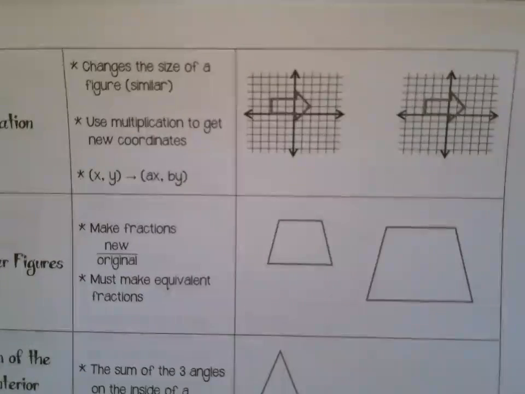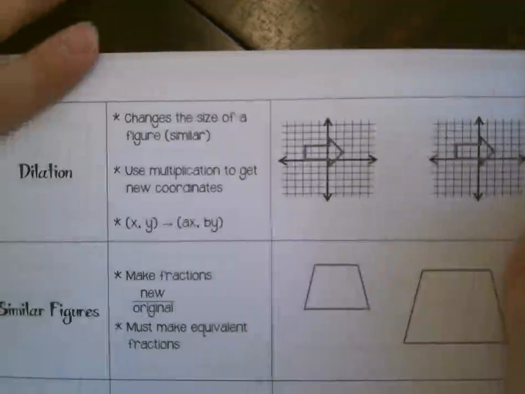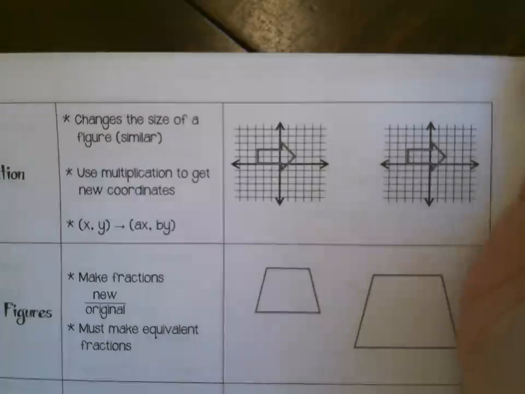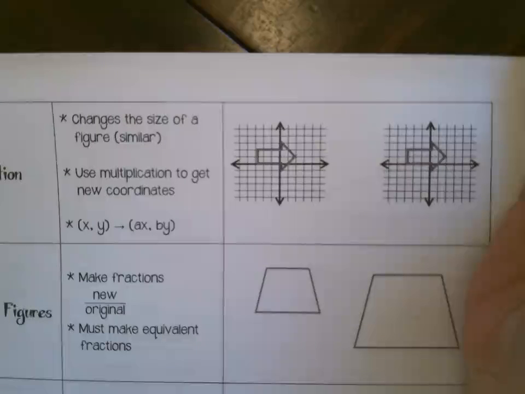All right, done with page 1. Okay, next up, talking about dilating. So when we dilate a figure, we change the size. So we're still going to have an arrow, we're just not going to have an arrow that's the same size. It's going to be either bigger or smaller depending on what we multiply by.